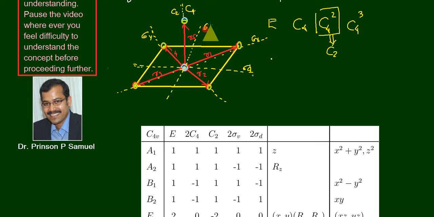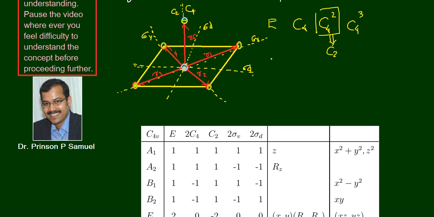So this is also another sigma d plane. This sigma d plane is also perpendicular to the plane of the square base, so it will carry the R5 vector also. So now you know all the symmetry elements present in this point group, and this molecule therefore belongs to the C4V point group. Okay.